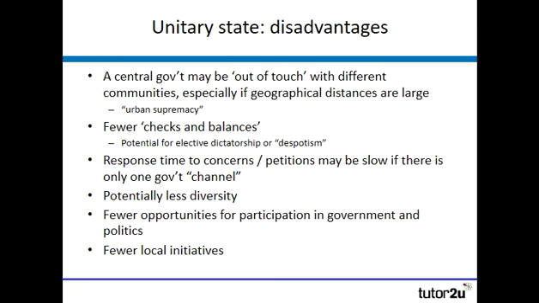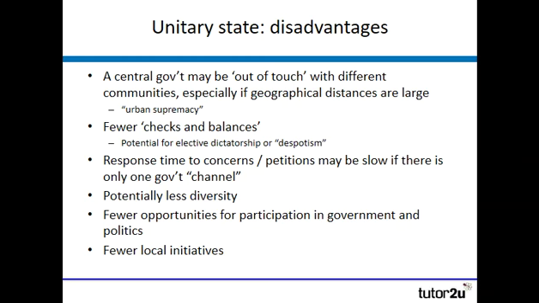However, a number of commentators regard unitary states as being out of touch. The central government may just simply be too far away from different communities, particularly if those communities are geographically distant or actually very different in terms of ethnicity, culture, background, history. One phrase we often see used here is urban supremacy. So the role of cities, the importance of cities might be overemphasised because that does tend to be where central government is located. There may also be fewer checks and balances on central government.